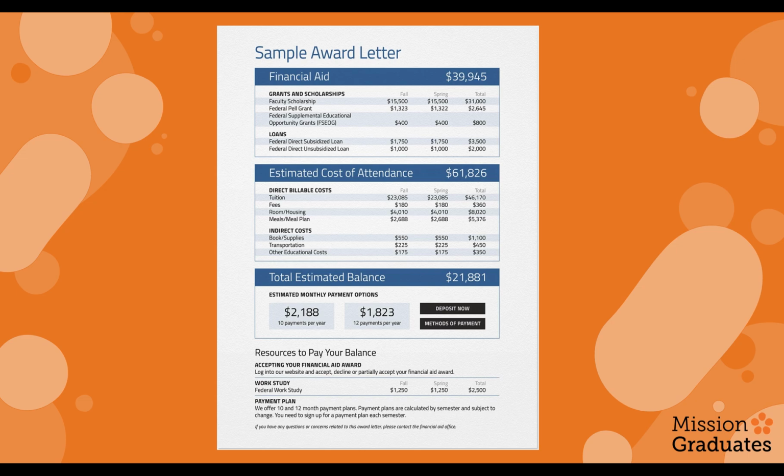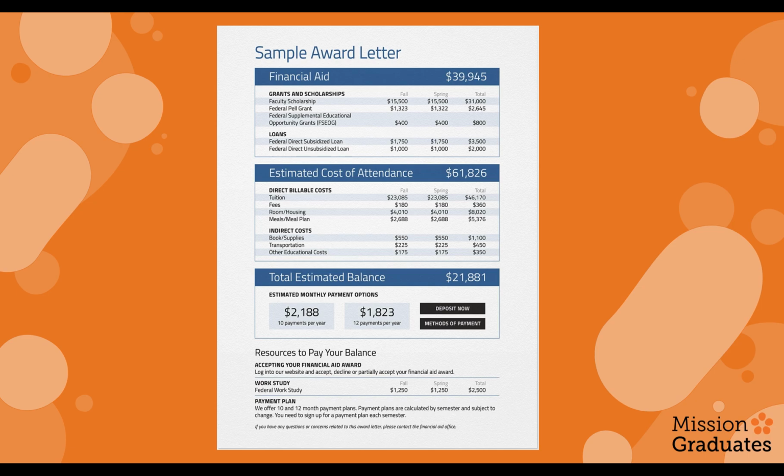The next section is indirect costs. Those are things that you have to buy on your own, like books and supplies. These costs can definitely be flexible, because if you're buying books and supplies from, for example, the bookstore, then it may be more expensive than buying them from sources online like Amazon. Transportation, if you're living on campus, then you're probably walking or biking to school, so your transportation money will probably be very low.